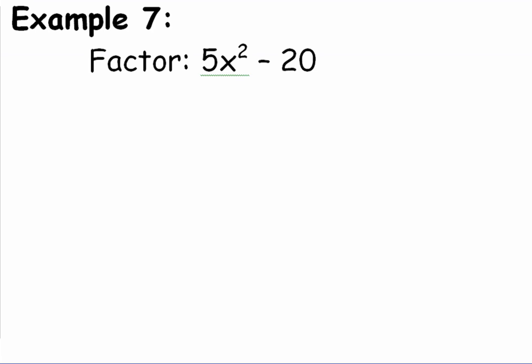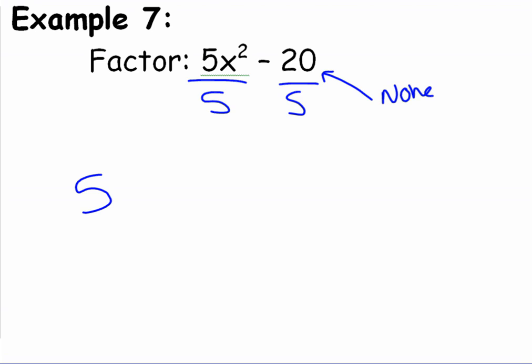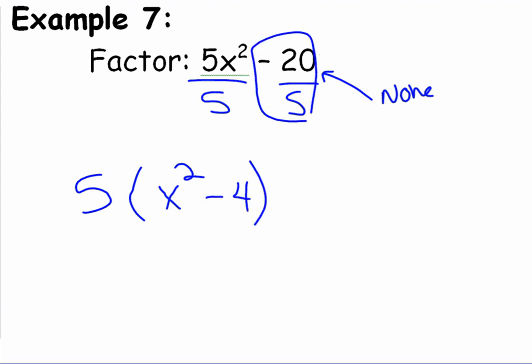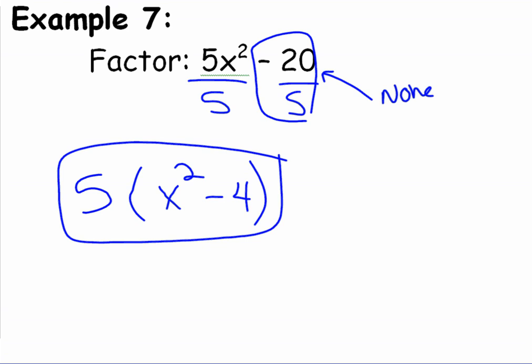Okay, so let's take a look. We can take out a 5. We are left with 5. Now I can't take out an x because this one has none. So that's the reason why I'm left with 5 divided by 5 is going to be 1x squared. Negative 20 divided by 5 is negative 4. And that's my greatest common factor and my remainder.